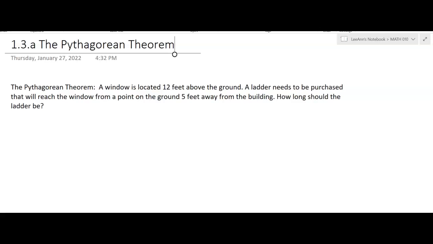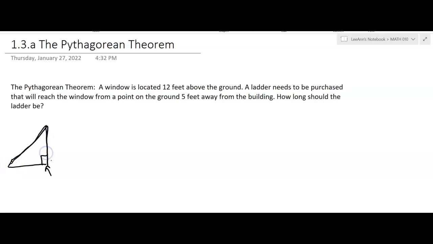Okay, so we're going to talk a little bit about the Pythagorean theorem. Before we get to the actual problem, let me tell you what the Pythagorean theorem says. It's for a right triangle, and I'm trying to draw a triangle here. A right triangle has one angle that's 90 degrees. That means it's a right triangle.